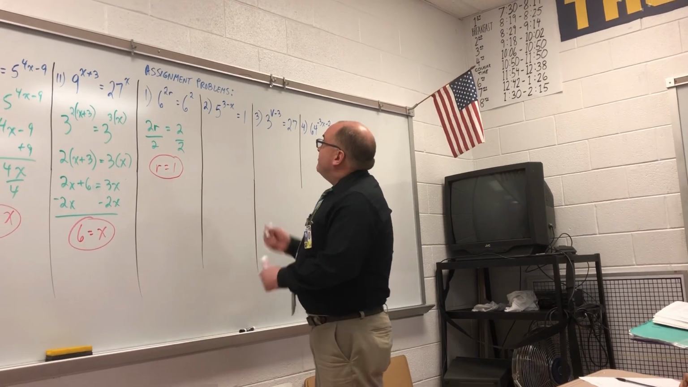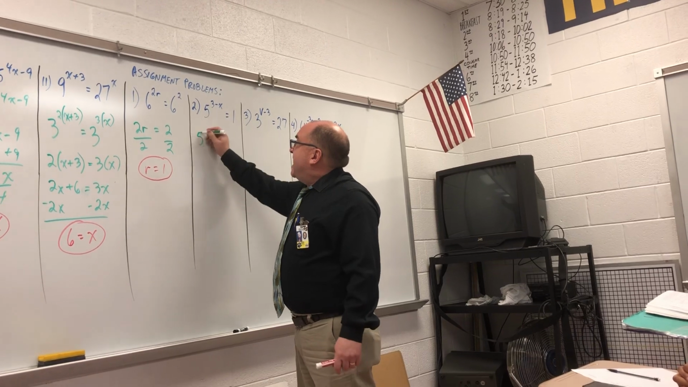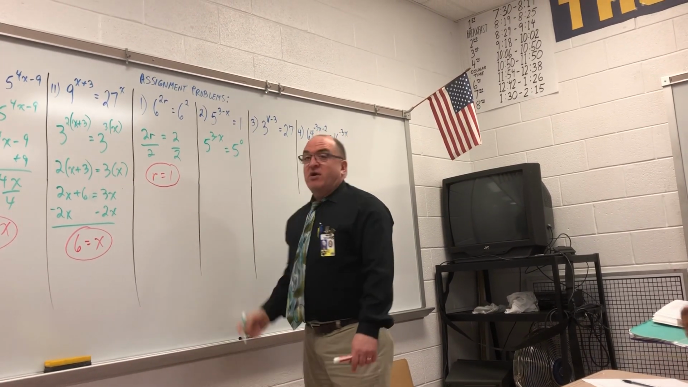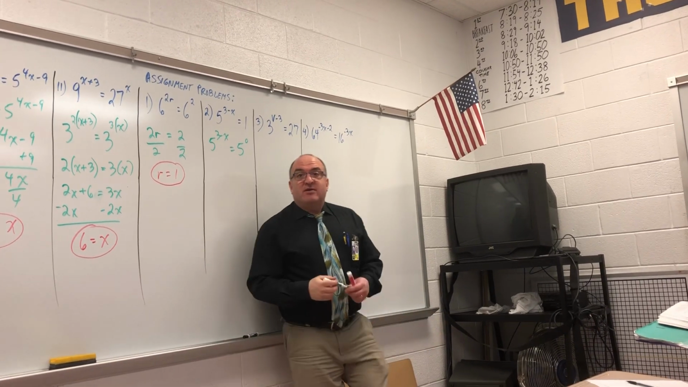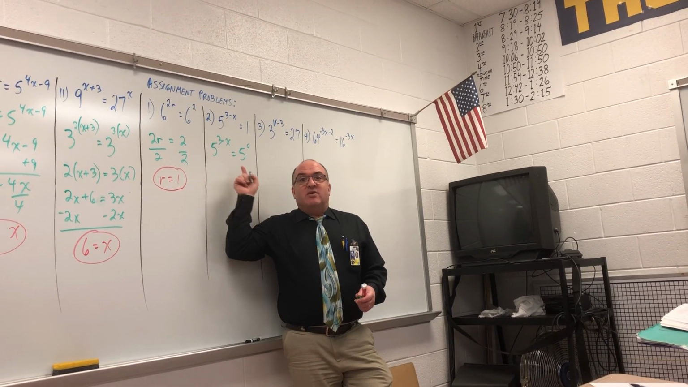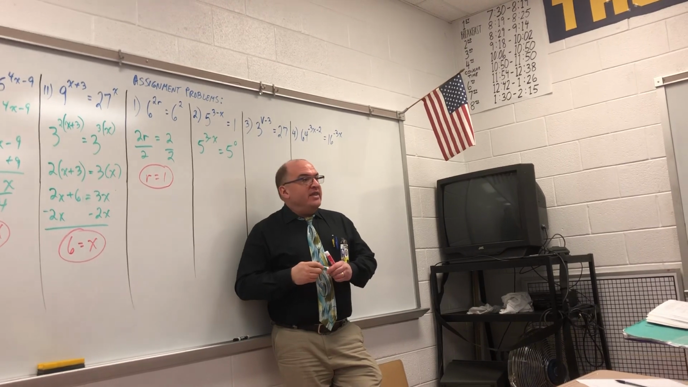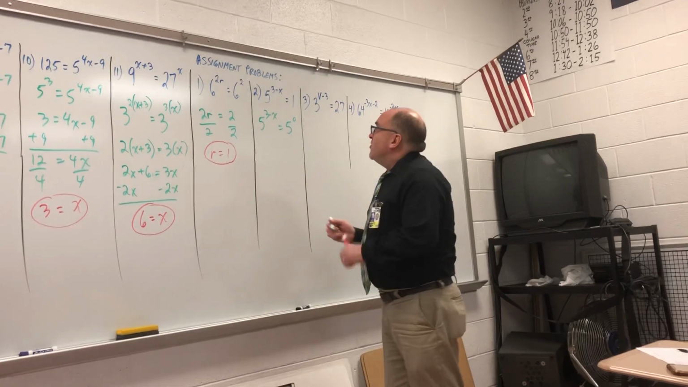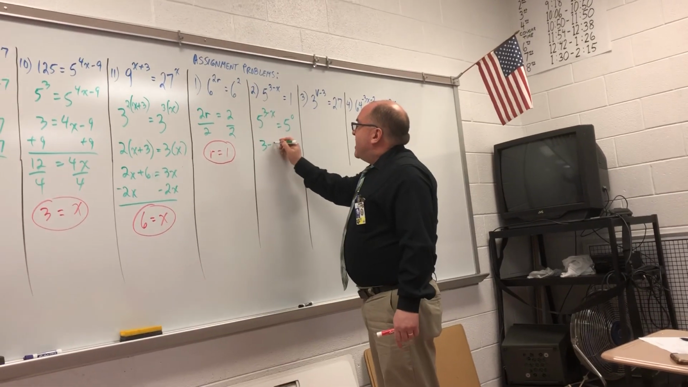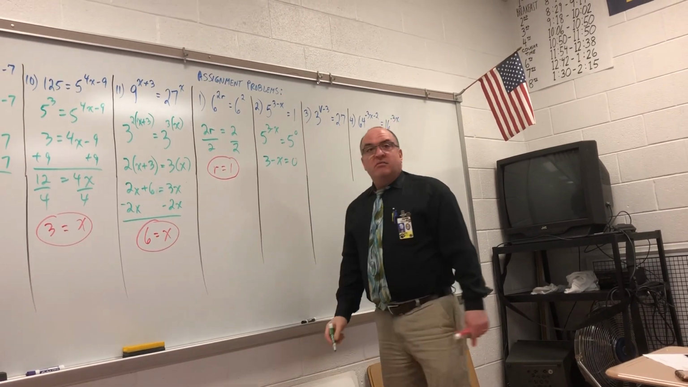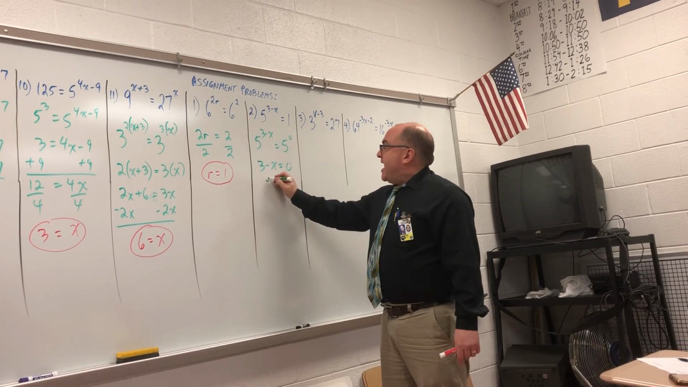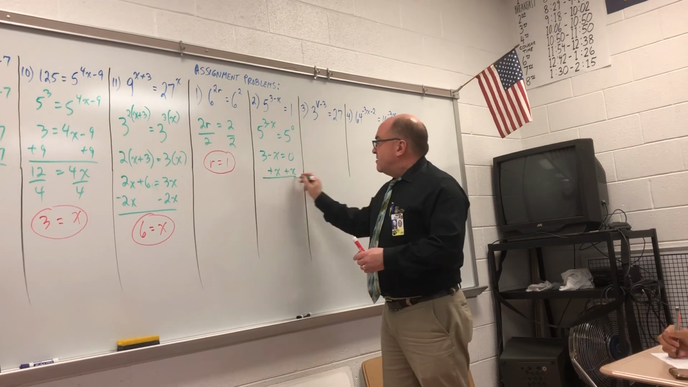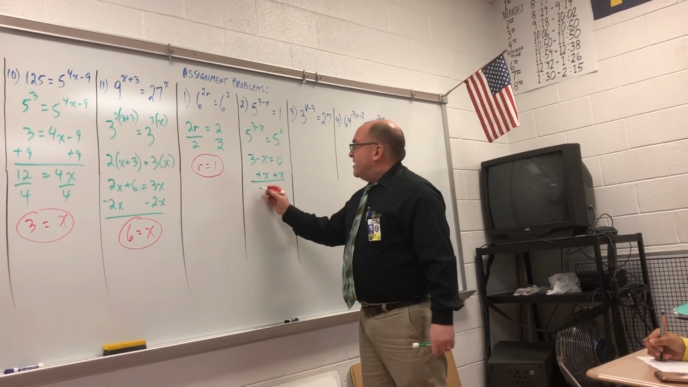So, would it make sense to say that 5 to the 3 minus x equals 5 to the 0? You understand why I use 5 to the 0? Because that's this base, so I'll use it as this one. Anything to the 0 power equals 1. So, 3 minus x equals 0. I'm going to add x to both sides. I'm going to get x equals 3.